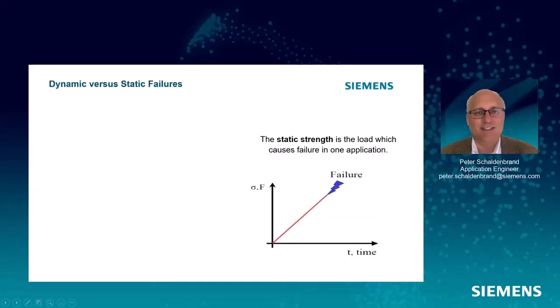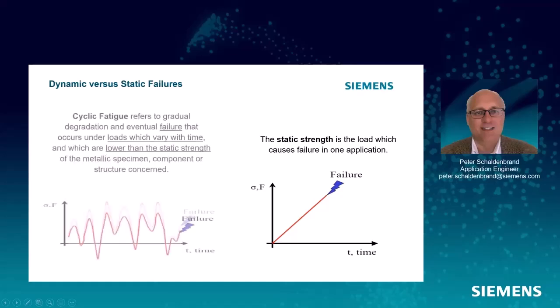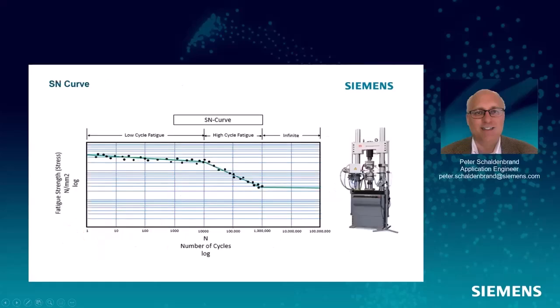Static strength fails in one cycle. Cyclical fatigue, which we're going to be talking about, developing tests that replicate cyclical fatigue, is a gradual degradation and eventual failure that occurs under loads which vary with time, and obviously they have to be below this static stress limit. Because static, you fail one time. So we're going to need a couple of things to relate this stress or strain we measure to fatigue.